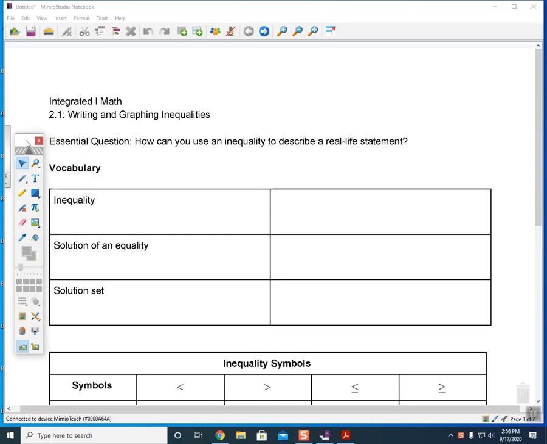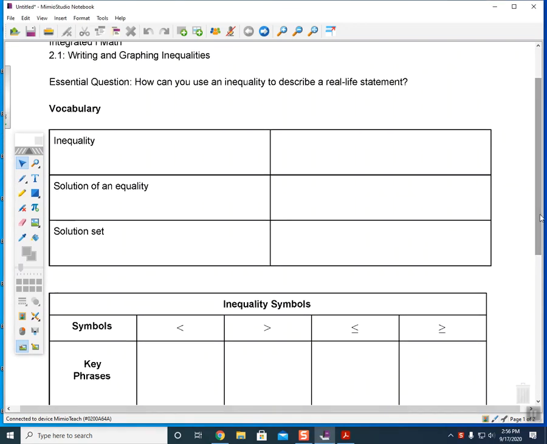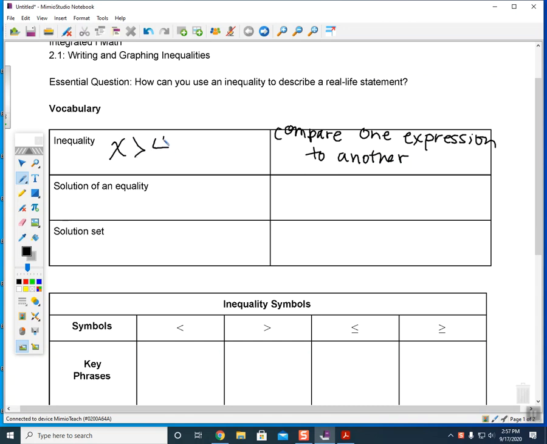All right, so we are going to move into inequalities. So when we look at what is an inequality, well, an inequality is when we compare one expression to another. Okay, so for example, we might have like x is greater than 4, right?